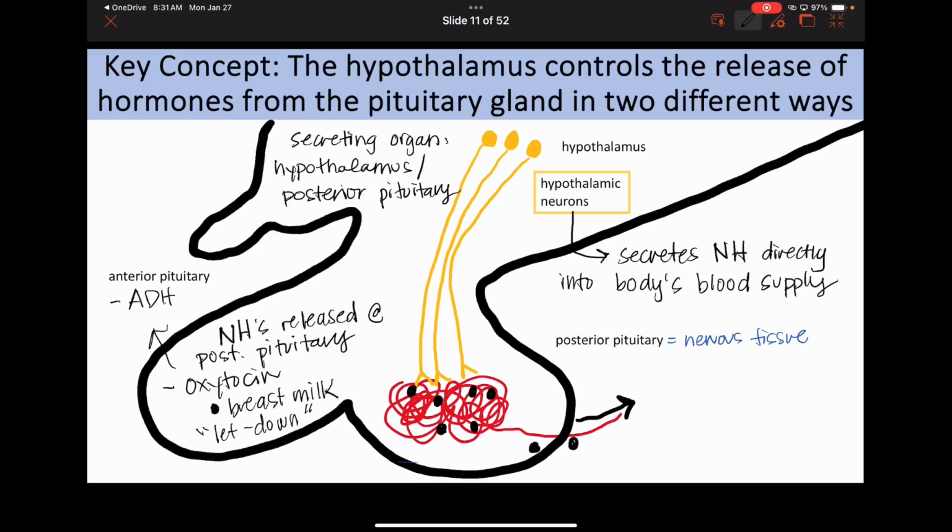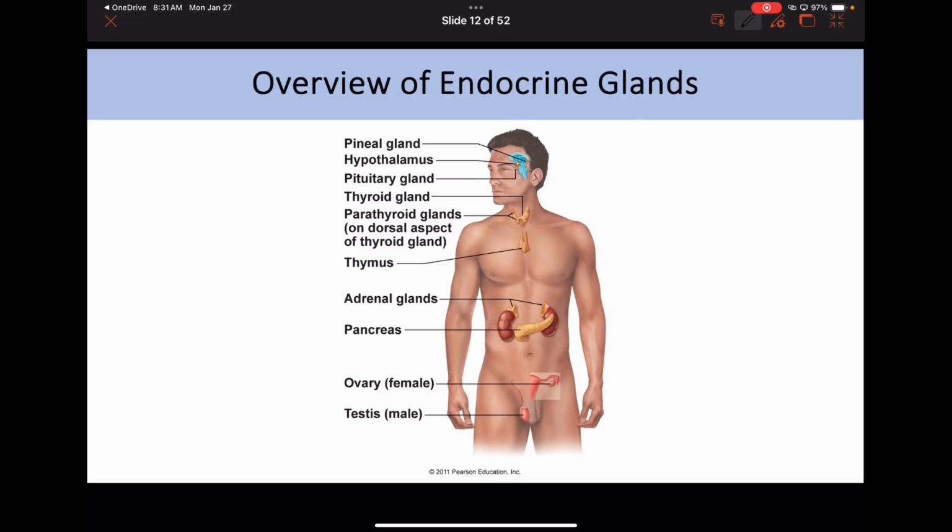Okay, so overview of the endocrine glands. You do not have to list the pineal gland. You learned about that in BIOL 32. Helps regulate sleep cycles and such, but we won't talk about that this semester. But we do have the hypothalamus, which is in the brain. Pituitary gland, also in the brain. Thyroid gland is on the anterior side of the lower neck. Your parathyroid glands are actually on the back side of the thyroid gland, and I'll show you that in a couple of slides here.